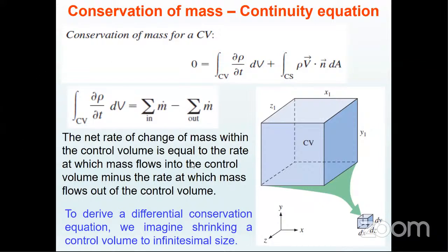To derive this differential conservation equation, we imagine shrinking this entire volume to an infinitesimally small size, not the larger volume. Let us choose a small dimension such that dx times dy times dz is the volume occupied by a mass. How can the flow happen? The total mass entering the region must equal the mass leaving.